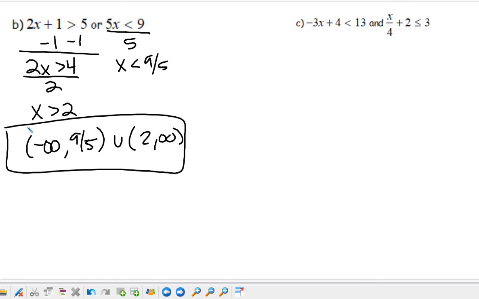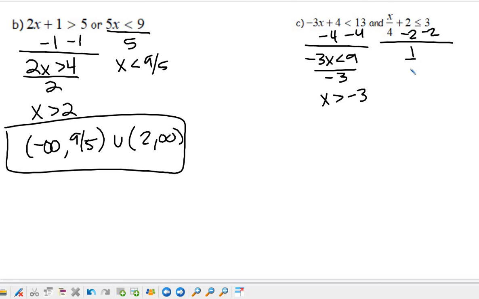So an AND statement should be bound between two numbers, which means my solution should be meeting in the middle. So minus 4, so you have negative 3x is less than 9. Divide by negative 3, so we have to flip our sign. So x is greater than negative 3. So subtract 2. So x over 4 is less than or equal to 1. Multiply by 4. x is less than or equal to 4. So again, these solution sets are going to meet in the middle.